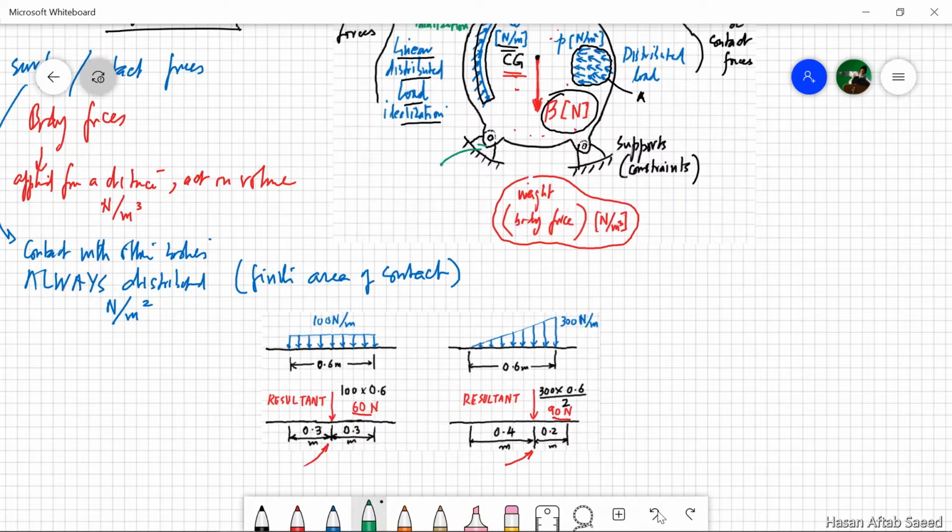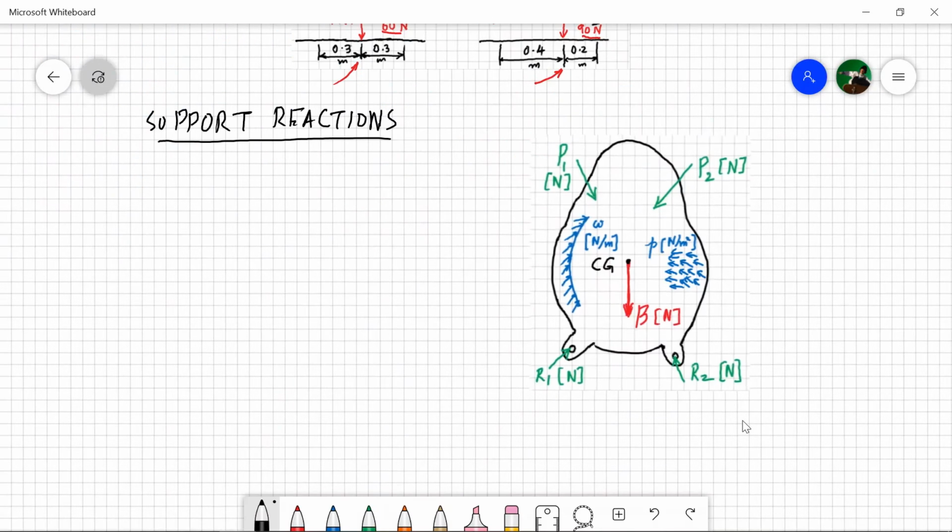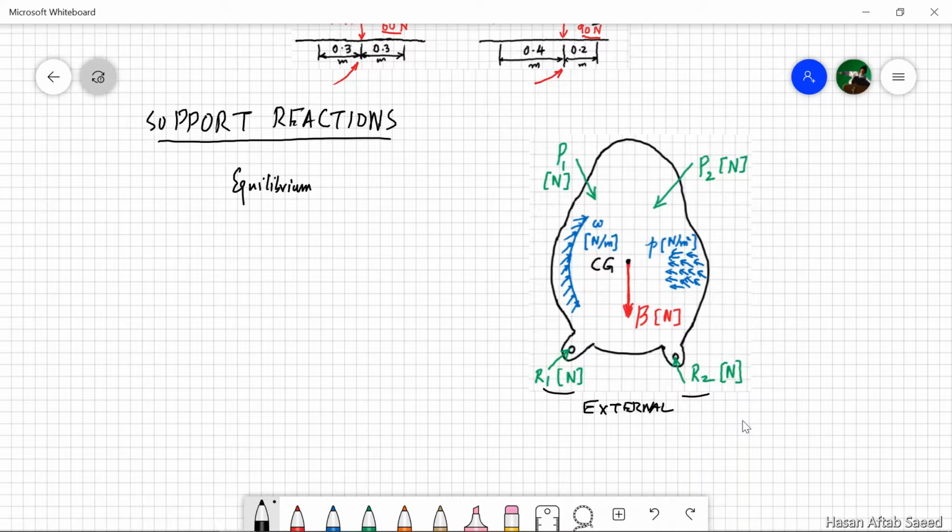Now let's talk about the supports and the reactions that they provide. As a result of the application of external forces, the supports supply reaction forces, which are also external. These forces are produced to keep the body in equilibrium. Reactions can be calculated by isolating the body from its surroundings. Notice that we have done precisely that, and this is called the free body diagram.